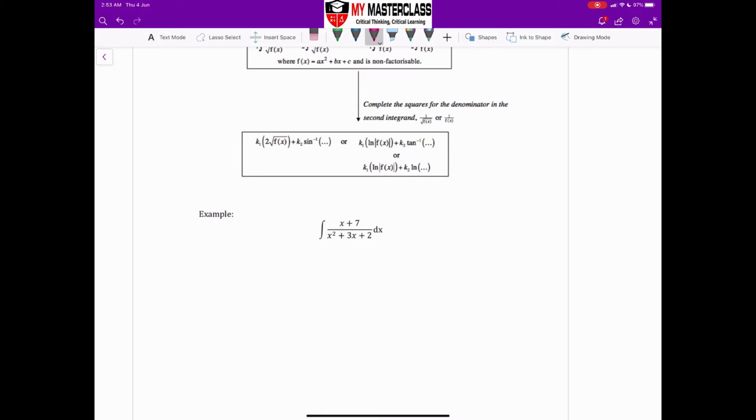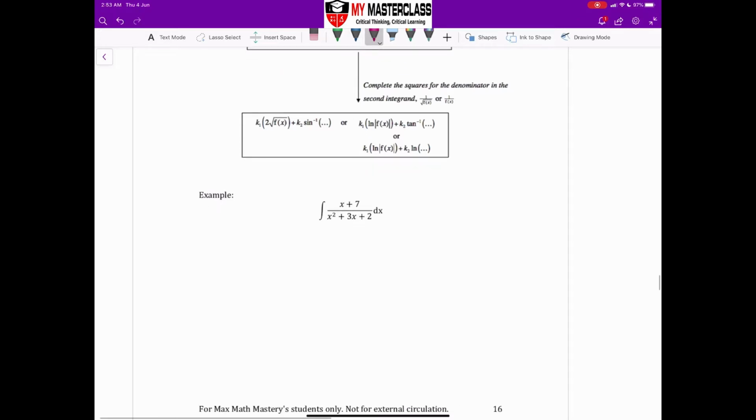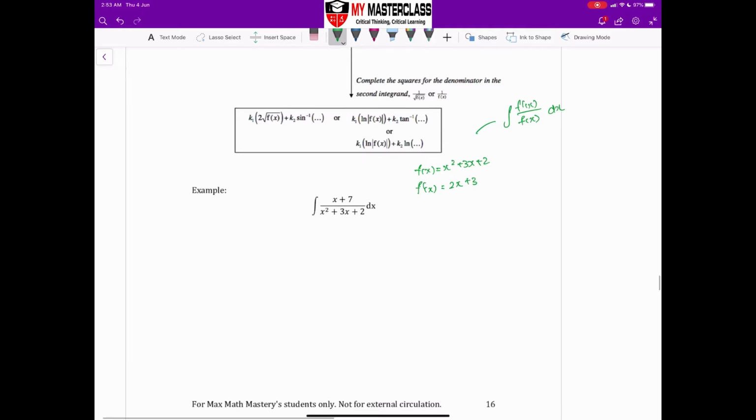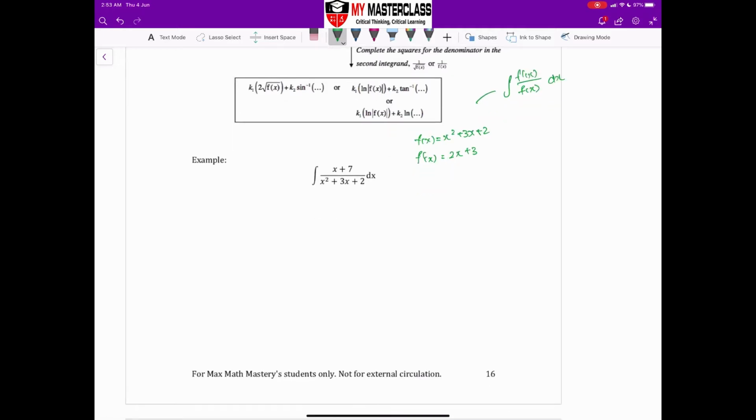So I'm given something like that, where it's x plus 7 over x squared plus 3x plus 2. So what I'm going to do is on the side, I'm going to quickly calculate. My f x will be x squared plus 3x plus 2, so my f prime x will be 2x plus 3. The reason being, the first formula that should come into my mind is f prime x over f x. So I need to first think of, can I use this formula or not, before I go and think of other formulas. So realize that I have 2x plus 3. However, the numerator is nowhere near 2x plus 3.